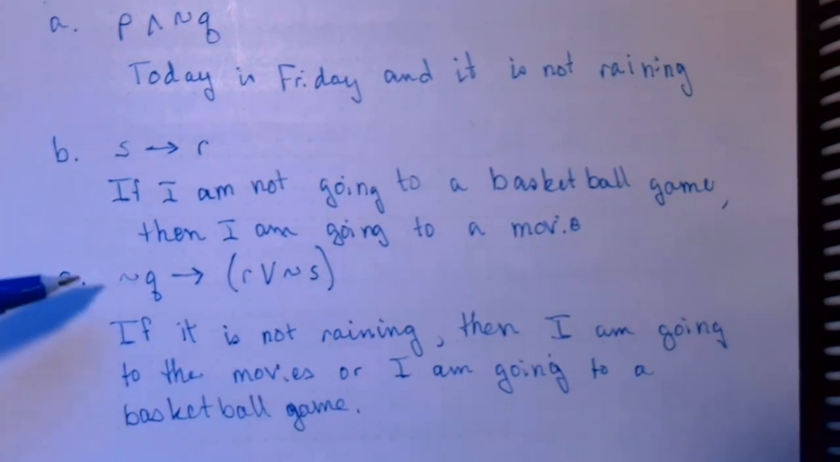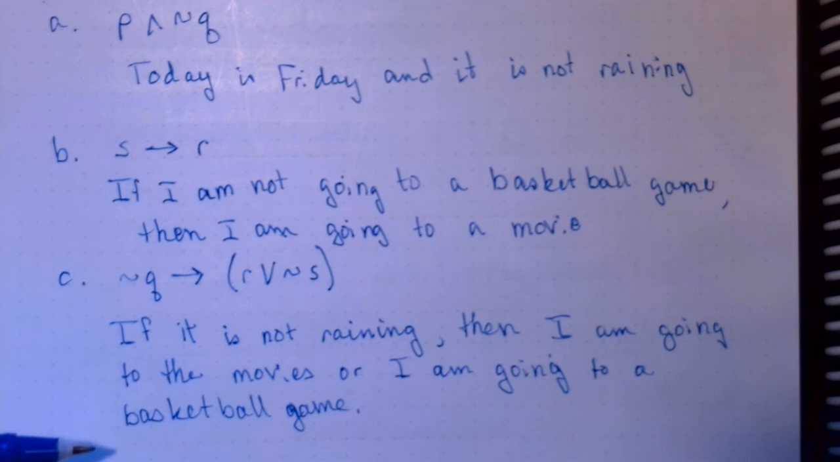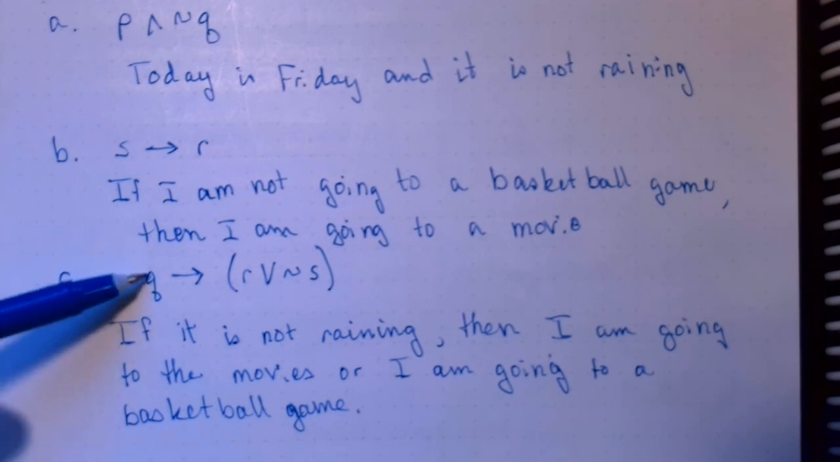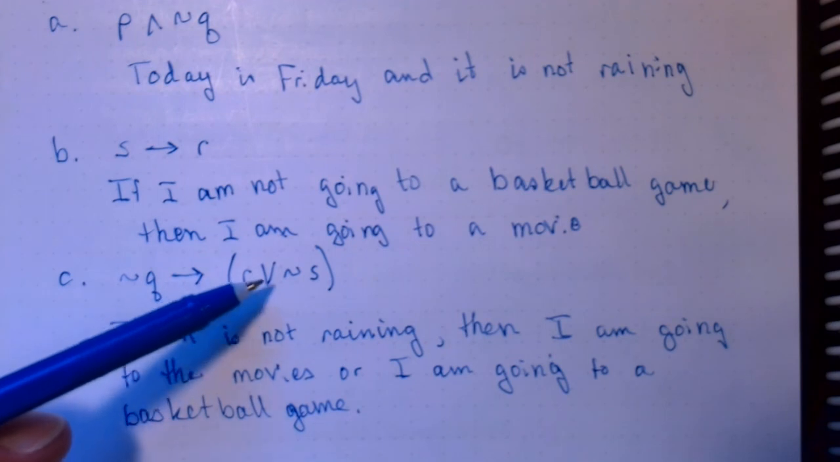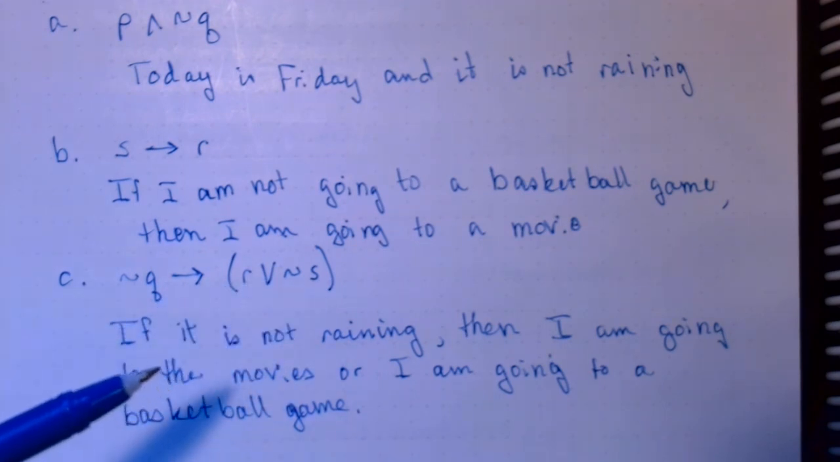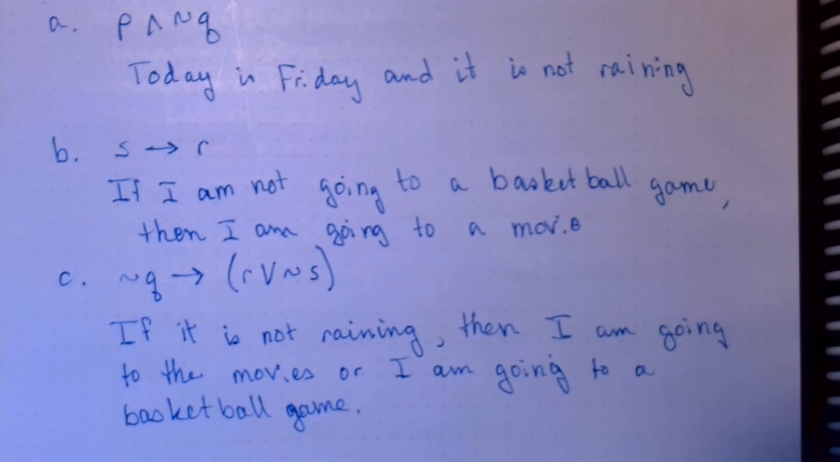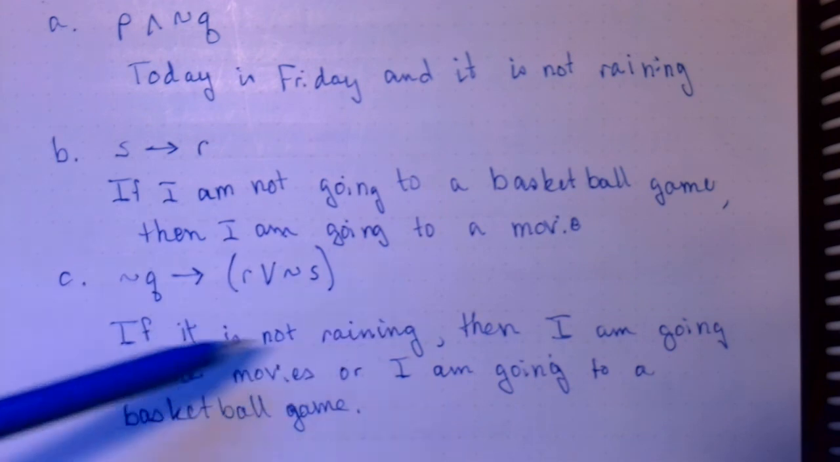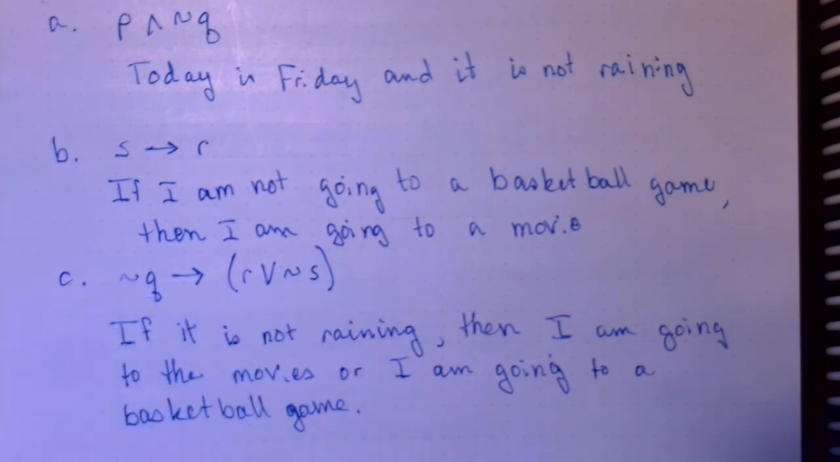Okay, so you can see here, when we get to a statement like this, the writing gets to be quite a lot. So the symbols actually save us a lot of time. So if it's not raining, then movies or basketball. Okay? So a very compact notation for helping us analyze statements, which is what we're going to start doing in the next couple videos. We're going to analyze the truth value of these compound statements based on the truth value of the individual component statements.